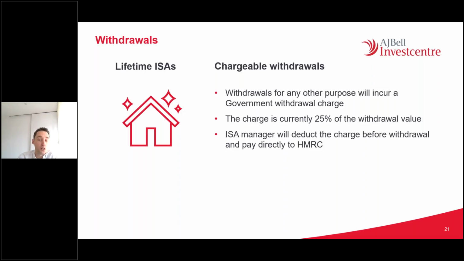The ISA managers have to deduct the withdrawal charge before they pay out the funds as well. So the investor will only get the net amount after that penalty charge has been deducted. Again, this is seen as slightly controversial because people are ending up with less money than they paid in, and we'll come into that with some of the lifetime ISA reforms that might be coming down the track.